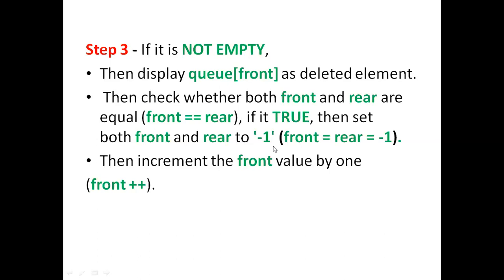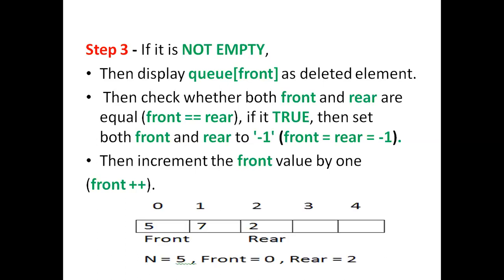Then after, increment the front value by 1. So if you want to perform the deletion operation, front value is always incremented by 1 after deleting the before value. Suppose if you take this array, our array size is 5, index starts from 0, ends with size -1. So front is 0 here, rear is index 2. Now if you want to delete 5 element, means 0 index element, now after that 1 is the front value.